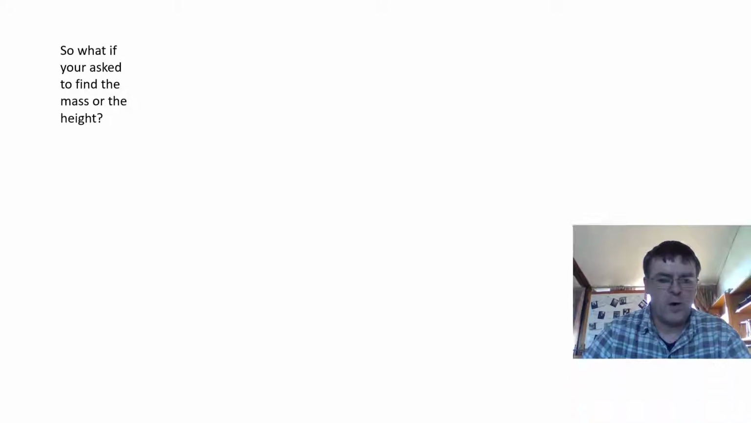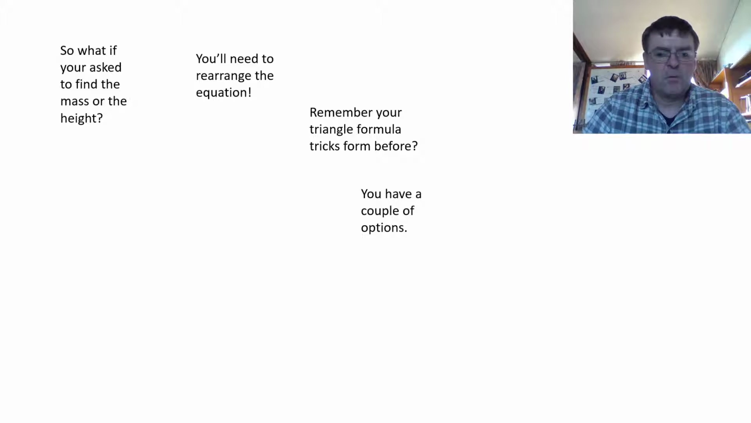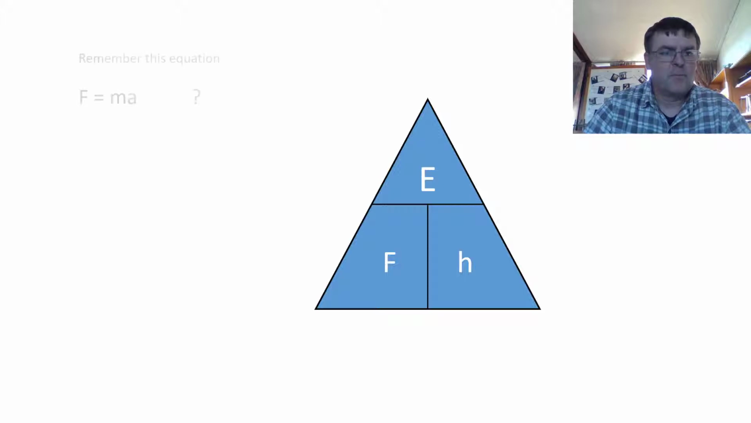That's all fine, but what happens if you're asked to find the mass or the height? You've got to rearrange this equation. And we're going to use the triangular sort of tricks that we used before, or you may have met elsewhere. And we've got a couple of options here. We've got this one, or that one. So what's the story with that one? Suddenly we've got an F there. Where did that come from?